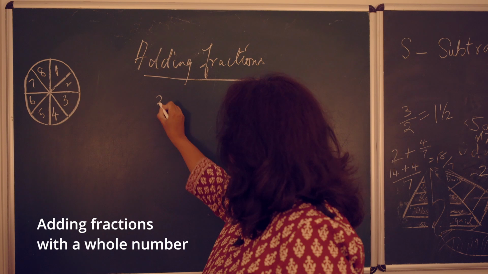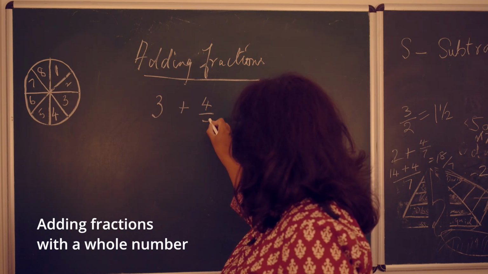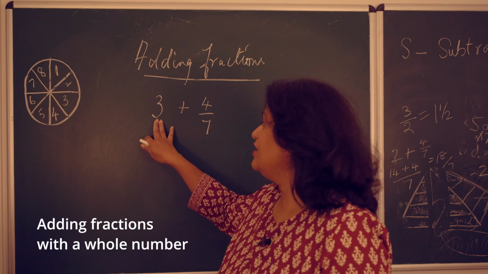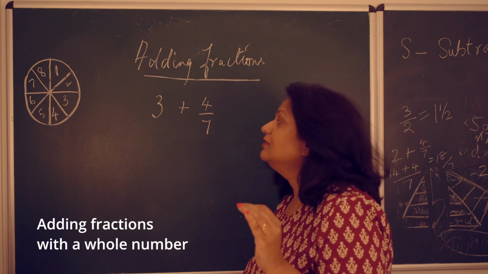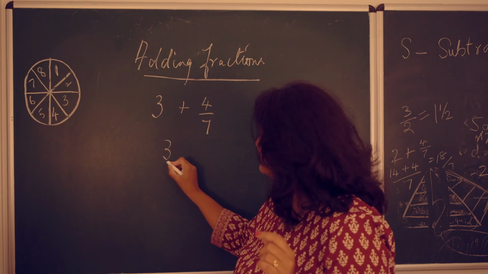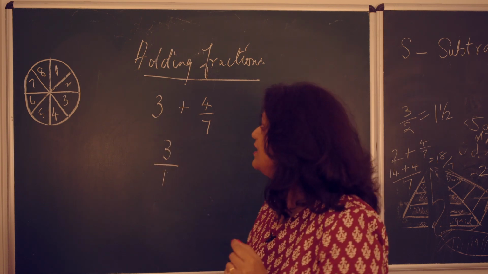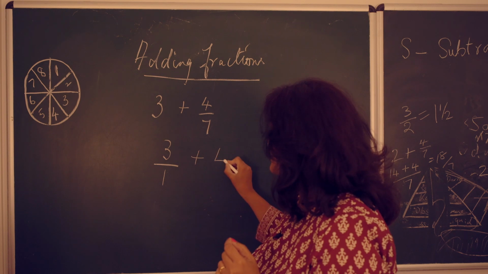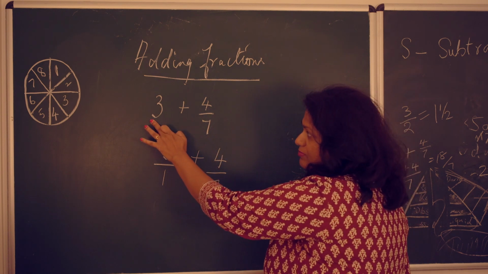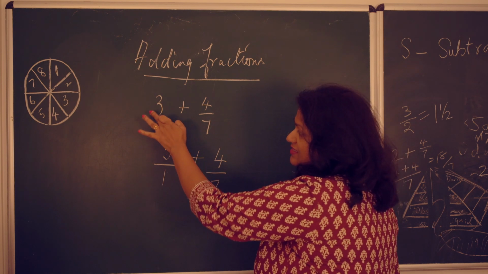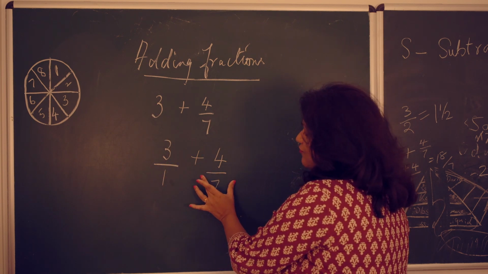Let's say we have to add 3 plus 4 by 7. In other words, a full number, a whole number, and you have a fraction. You have to start thinking that this 3 ideally means 3 by 1. Okay? And 4 by 7 is written 4 by 7. So if I have a whole number, just remember that it has a denominator of 1, right? And then you have 4 by 7.